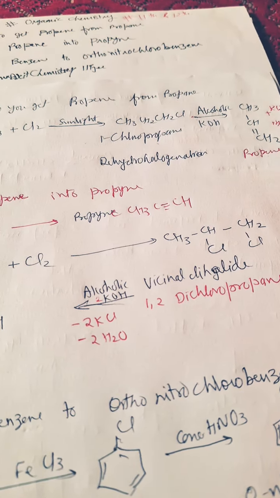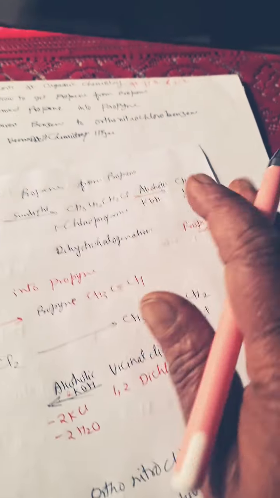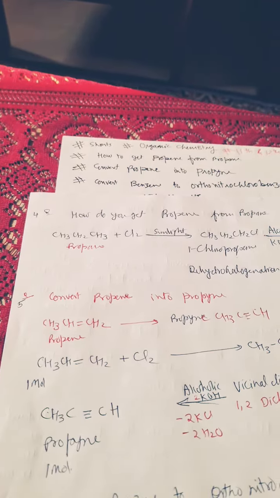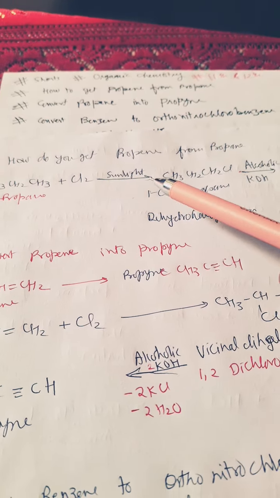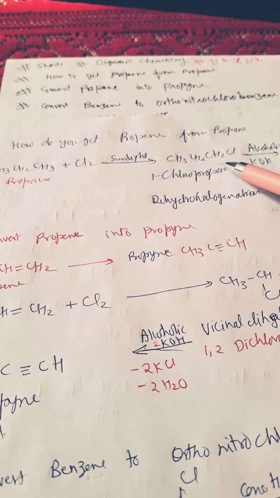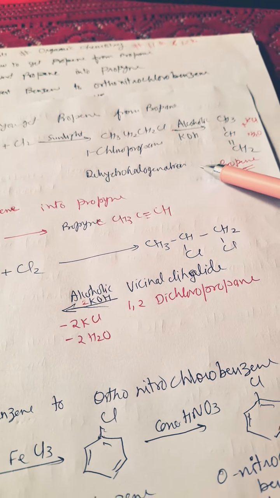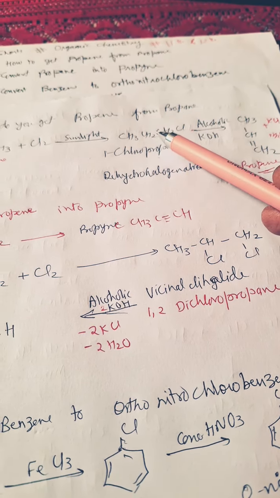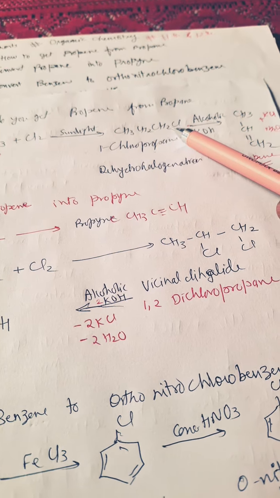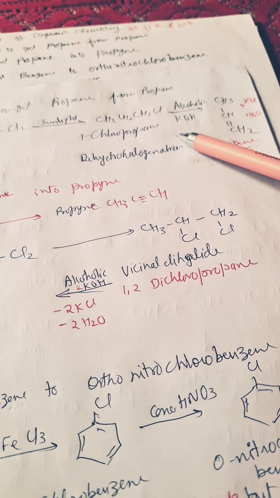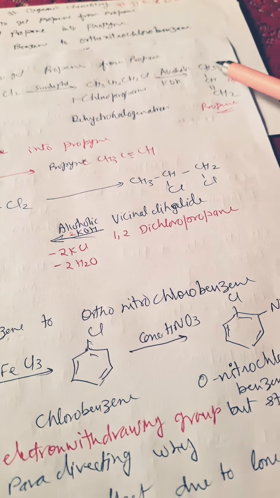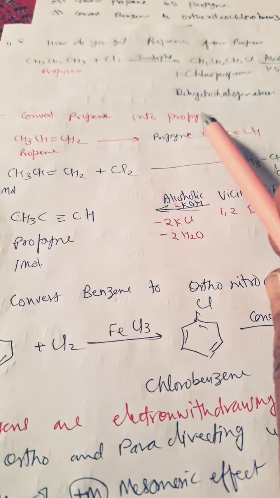Again I will repeat, this is an unsaturated compound and propane is a saturated alkane. When chlorination takes place in presence of sunlight, 1 chloropropane is obtained and with alcoholic KOH, dehydrohalogenation takes place. H from the adjacent carbon and Cl from this carbon will be eliminated and KCl and water will be obtained and we'll get propene. Now convert propene into propyne.